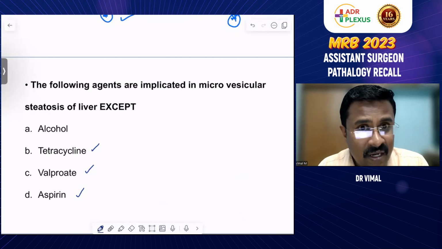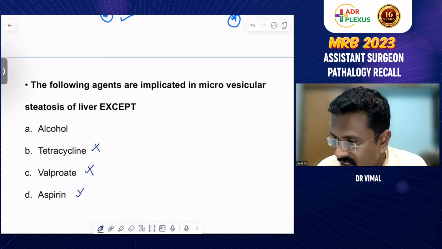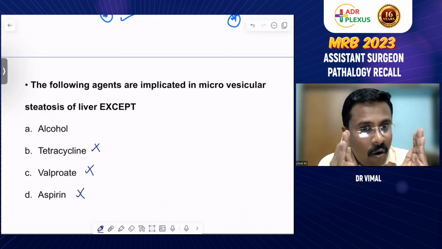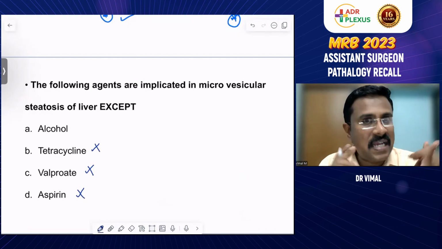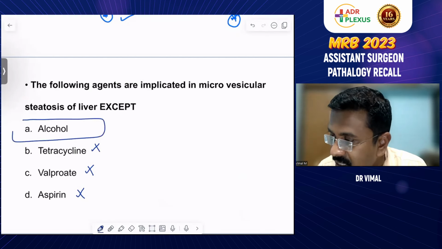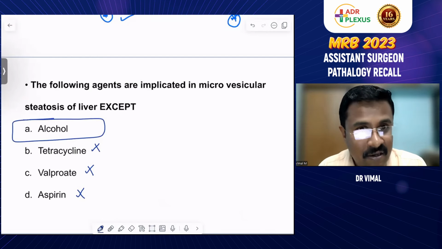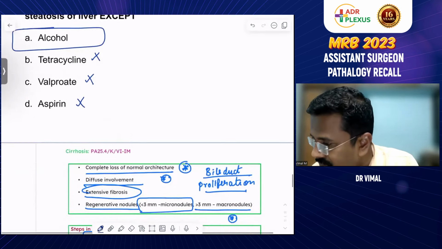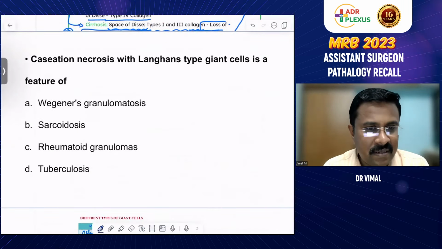And the commonest one, that is alcohol, usually causes macrovesicular steatosis. So all these following agents are implicated in microvesicular steatosis, like tetracycline, valproate, aspirin, but actually alcohol commonly causes macrovesicular steatosis and not microvesicular steatosis. Yes, moving on to the next question.